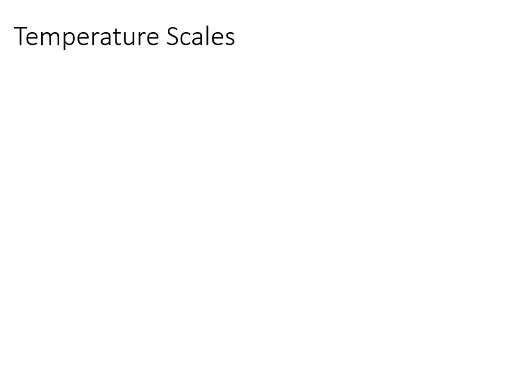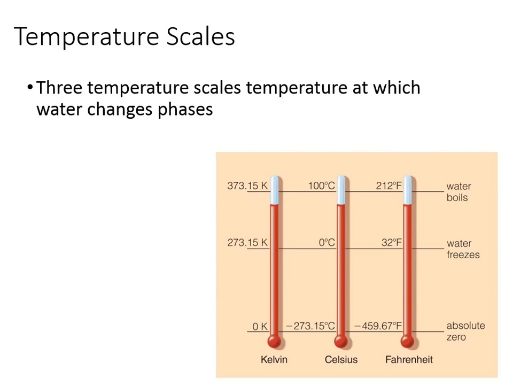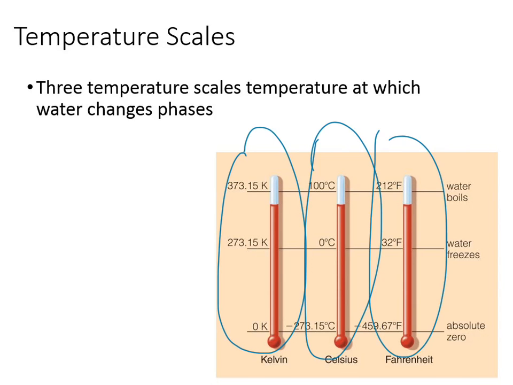So, temperature scales. I showed you Celsius and Fahrenheit. There's a third temperature scale that we're actually going to use in astronomy. Some of you know it's the Kelvin scale. So here we have the three temperature scales: the Kelvin scale, the Celsius scale, and the Fahrenheit scale.